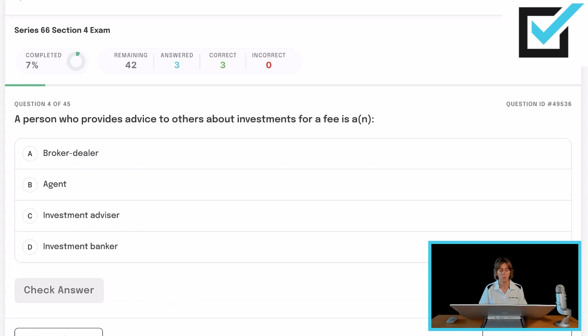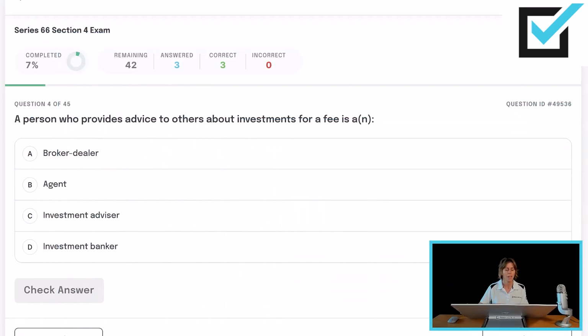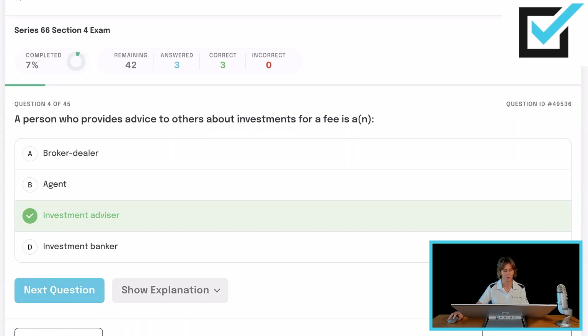A person who provides advice to others about investments for a fee is a broker-dealer, agent, investment advisor, or investment banker. Remember, person is broadly defined. It does not just mean you, an individual, living, breathing, natural person. It can mean a firm as well. This is describing the investment advisor.